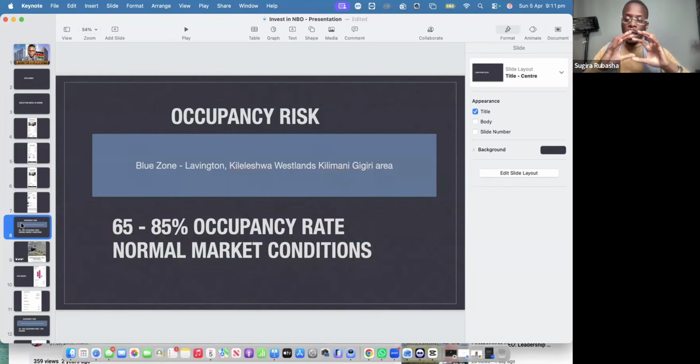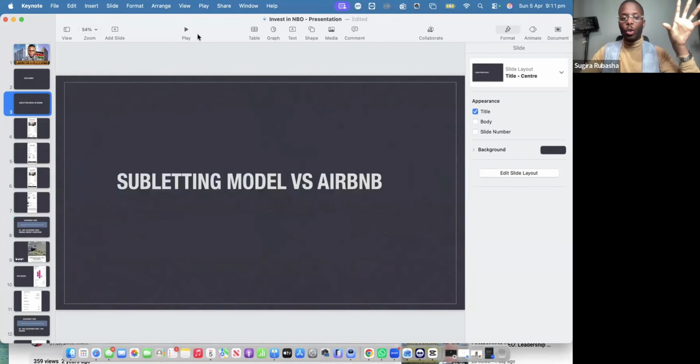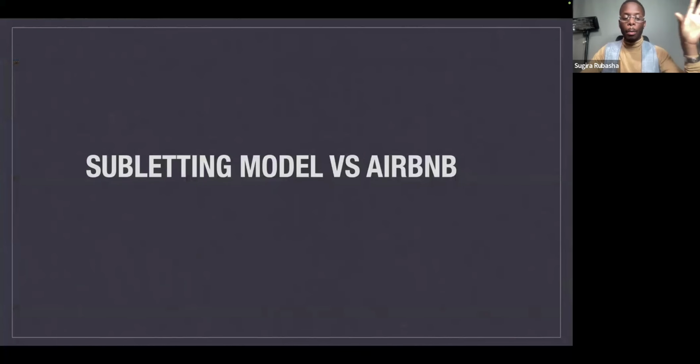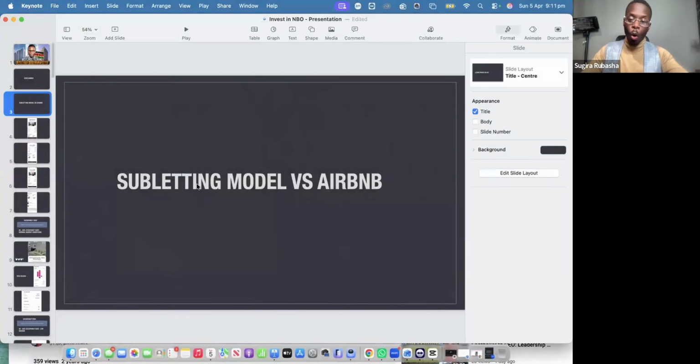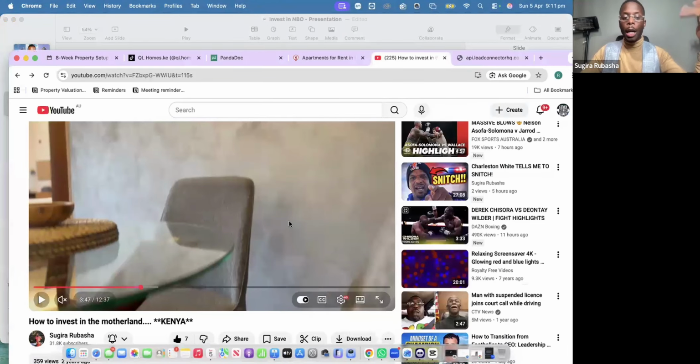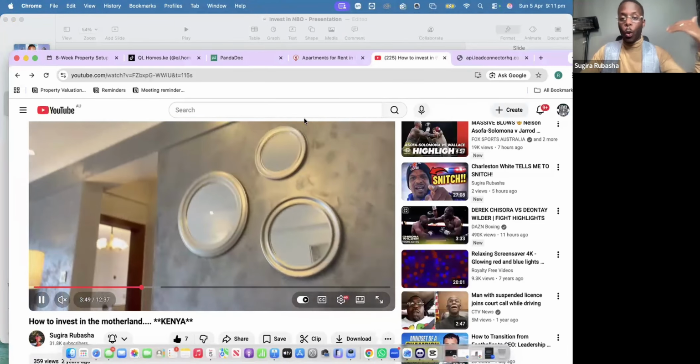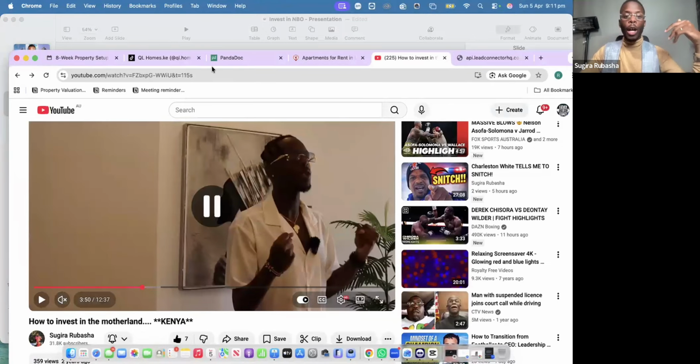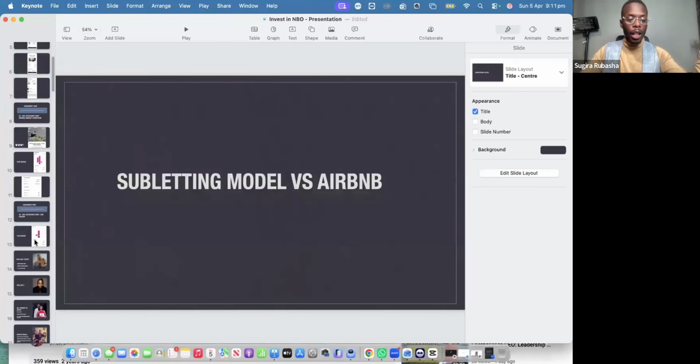So let's focus on the Airbnb model. Remember, guys, I gave you two models that we can do from the start of this thing. The subletting model, which is you rent it out. I pay rent to the landlord and then I rent it out full time to a tenant, or I do Airbnb. Or, for example, here, as you can see, mum owns this place, so she went and bought this place. So again, a quick example of that.